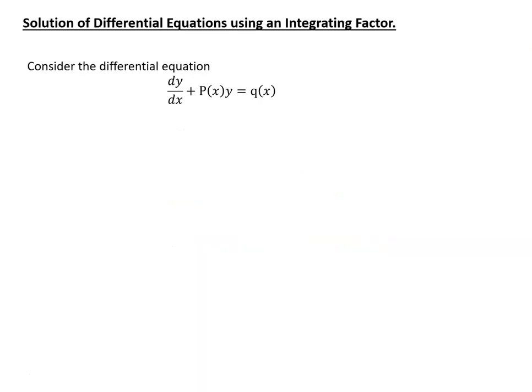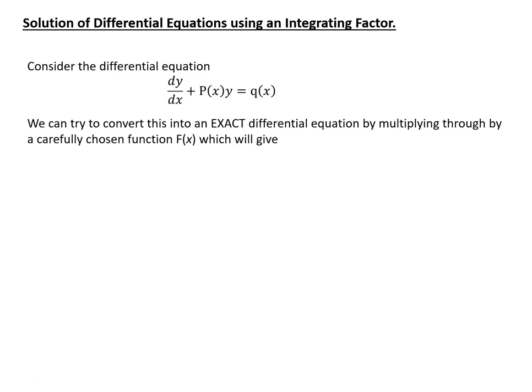So what we're going to try and do now is consider the differential equation dy by dx plus p of x times y equals q of x. And what we're going to try and find is a function, if you like a magic function, which we'll call f of x, which will turn the left-hand side into an exact differential equation if we multiply the equation through by f of x.